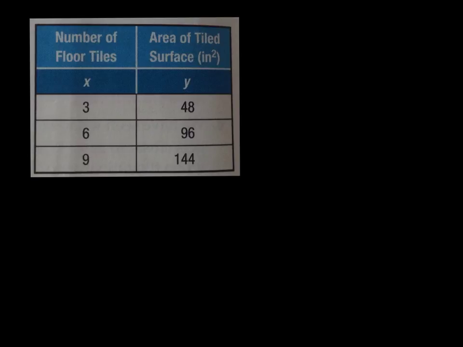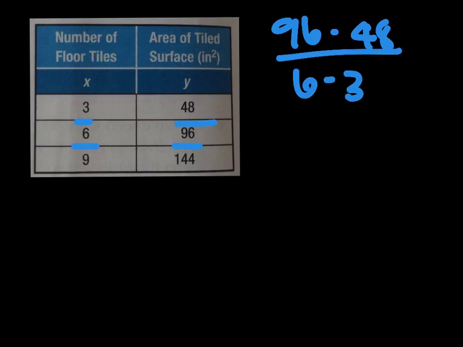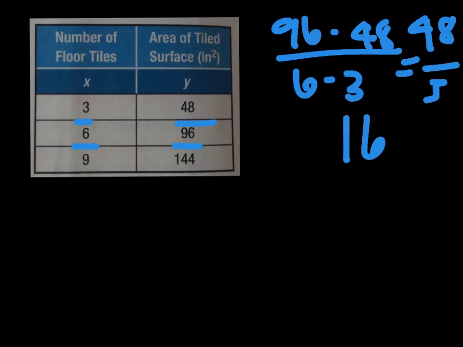Alright, so here's another one. The table shows how the tiled surface area changes with the number of floor tiles. So find the rate of change. So we can go ahead and take these numbers, put 96 minus 48 over 6 minus 3, and we'll get 16 minus 8 is 8, so 48 over 3, but I'm pretty sure that can be reduced. So let me see, 48 divided by 3 is 16. So 16 is the rate of change.